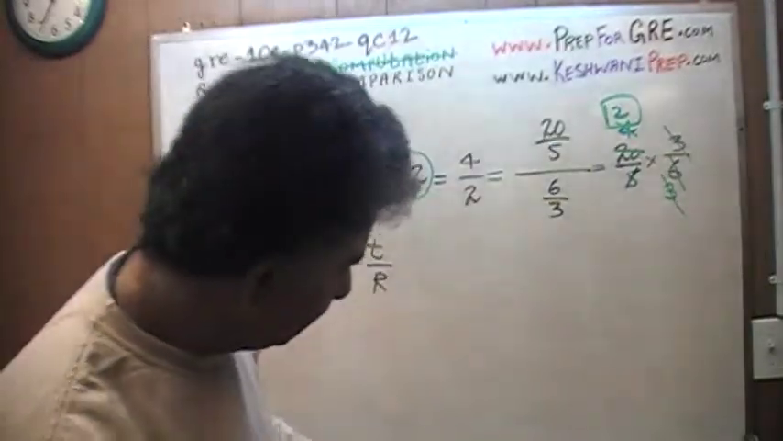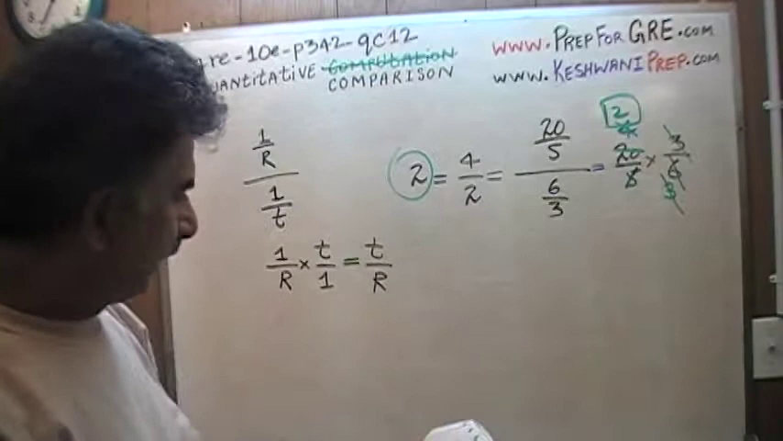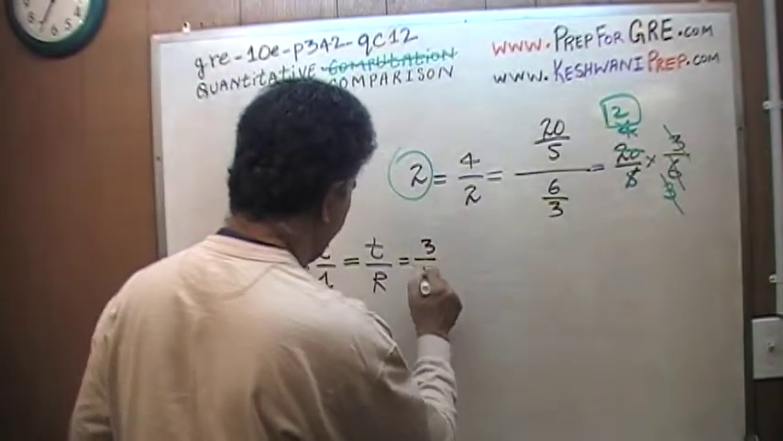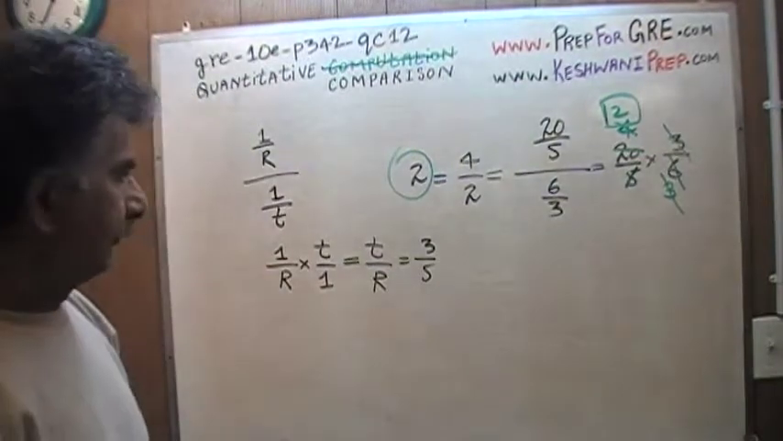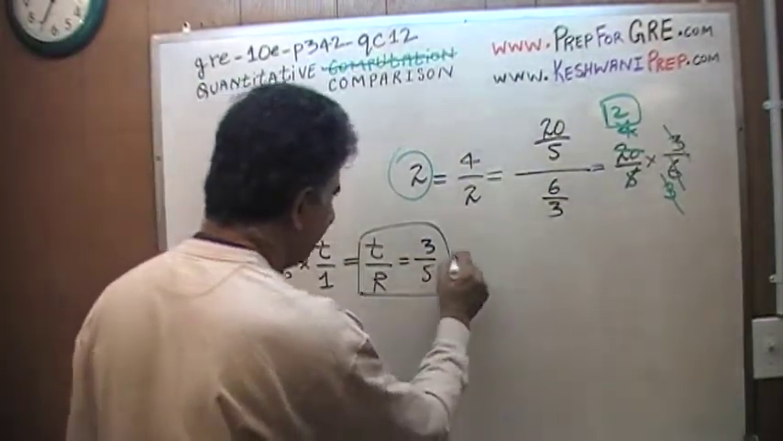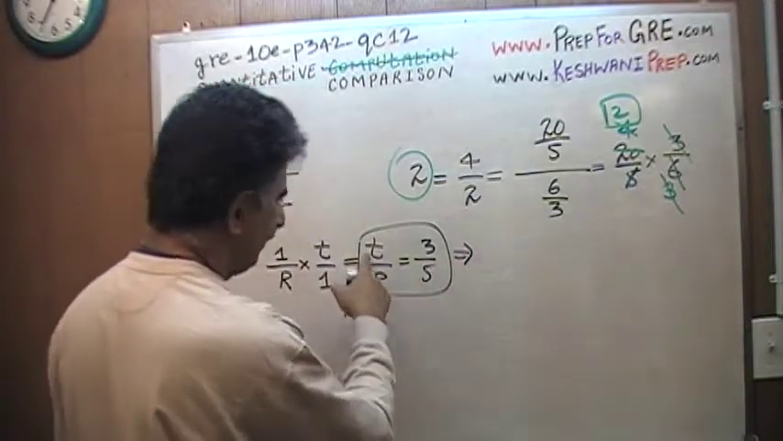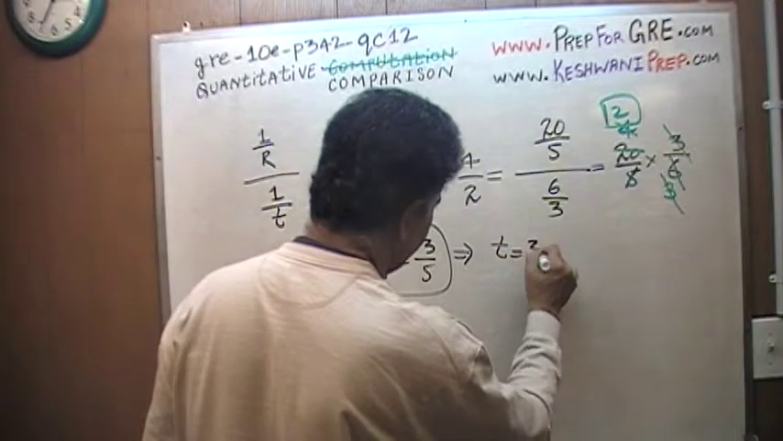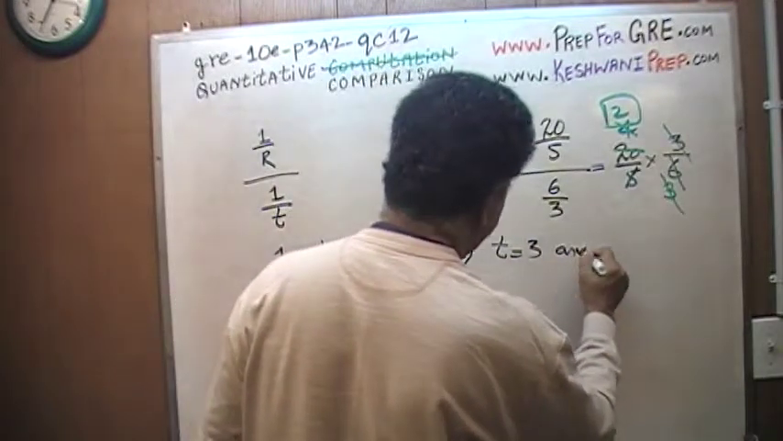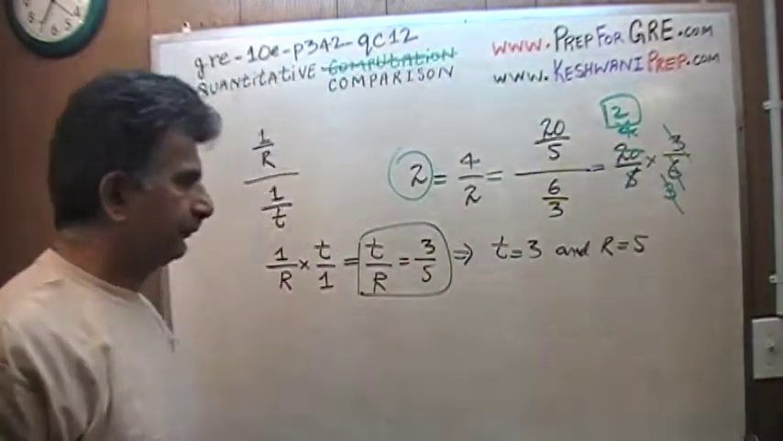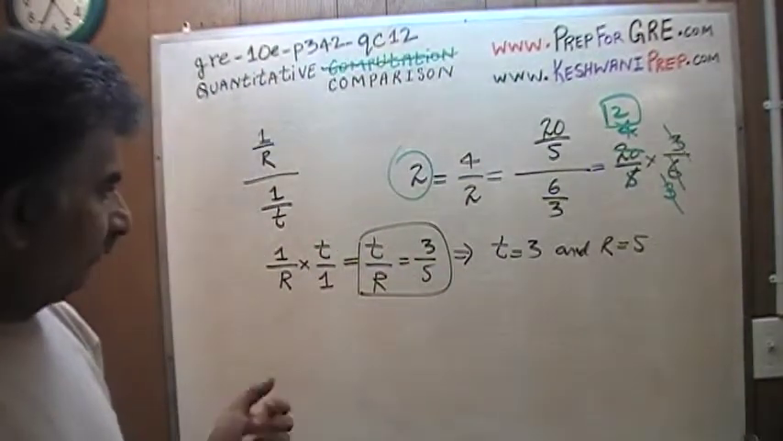And we are told that that quantity equals 3 over 5. And that in turn implies, if t over r is 3 over 5, that t must be 3 and r must be 5. That's it, we are done.